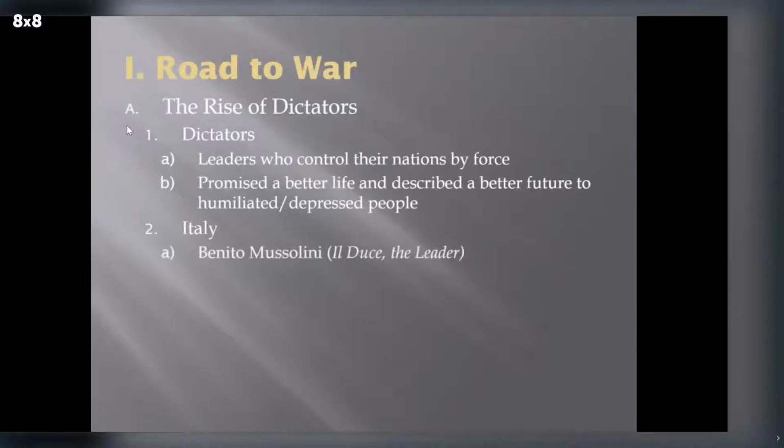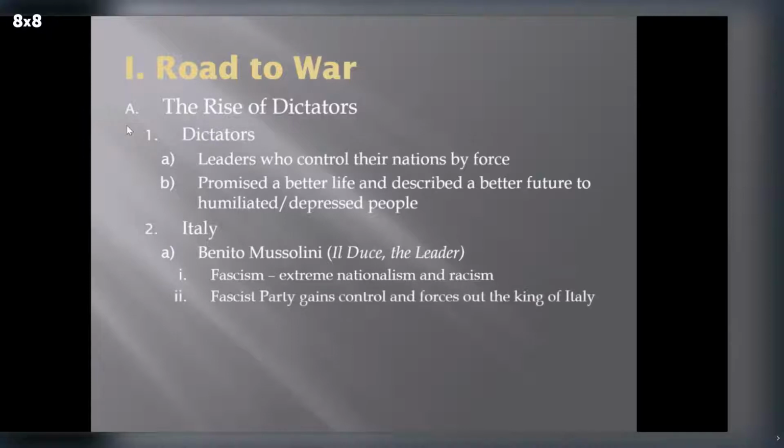In Italy, they had a dictator named Benito Mussolini. He was called Il Duce, the leader. He had a fascist philosophy regarding government in which he was a racist, and he felt that Italians were far superior, particularly Romans, because Rome was the so-called birthplace of civilization for Europe. And his party gained control and forced out the king of Italy.